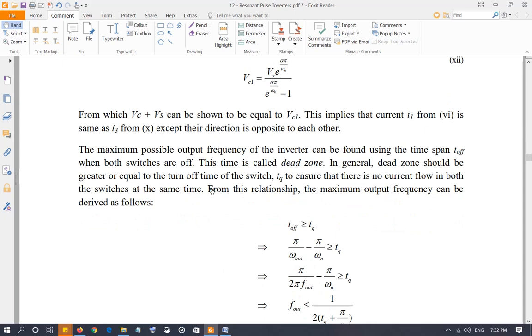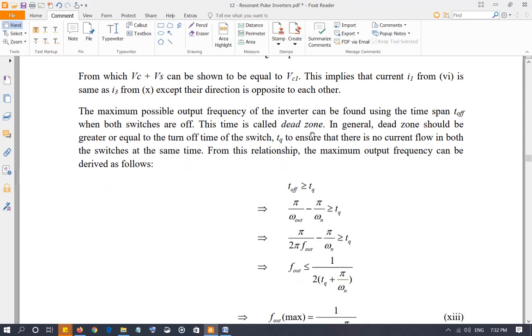Now we can also find out what is the maximum possible frequency of the output that is possible with this series resonant pulse inverter, and that we utilize dead zone. If TQ is the turn off time of the switch and T off is the time of dead zone, then T off has to be greater or at least equal to TQ. Now what is T off?